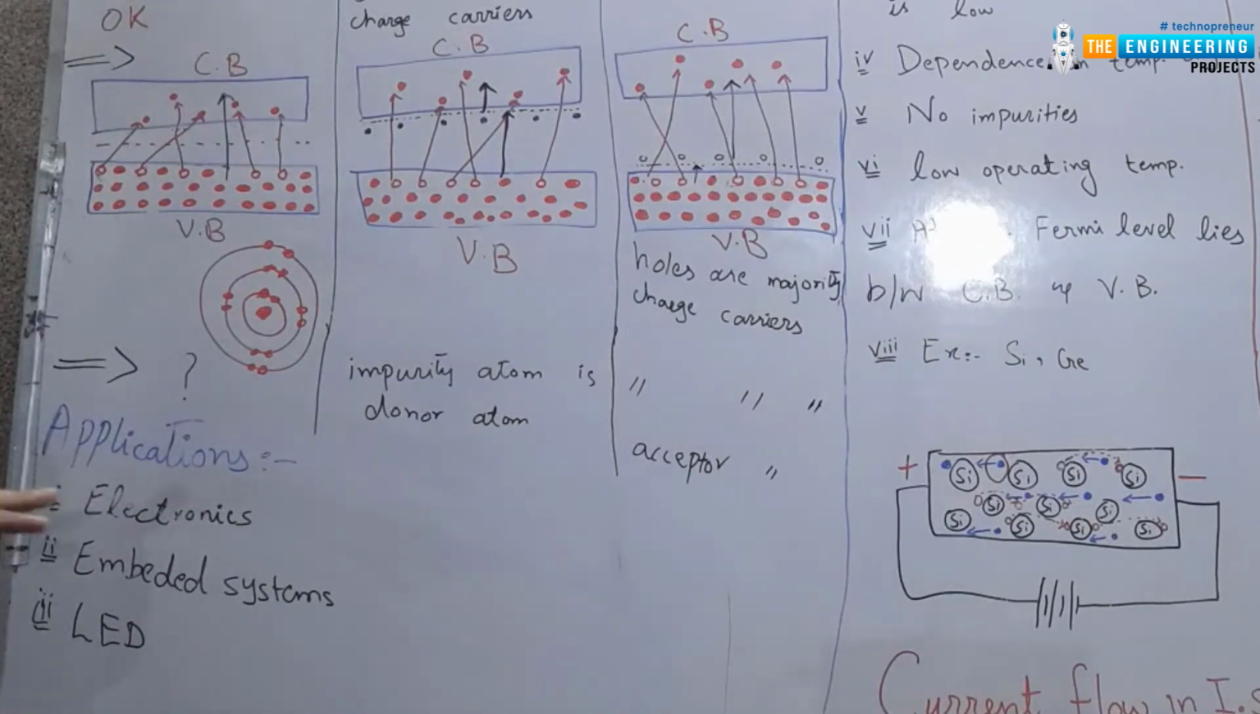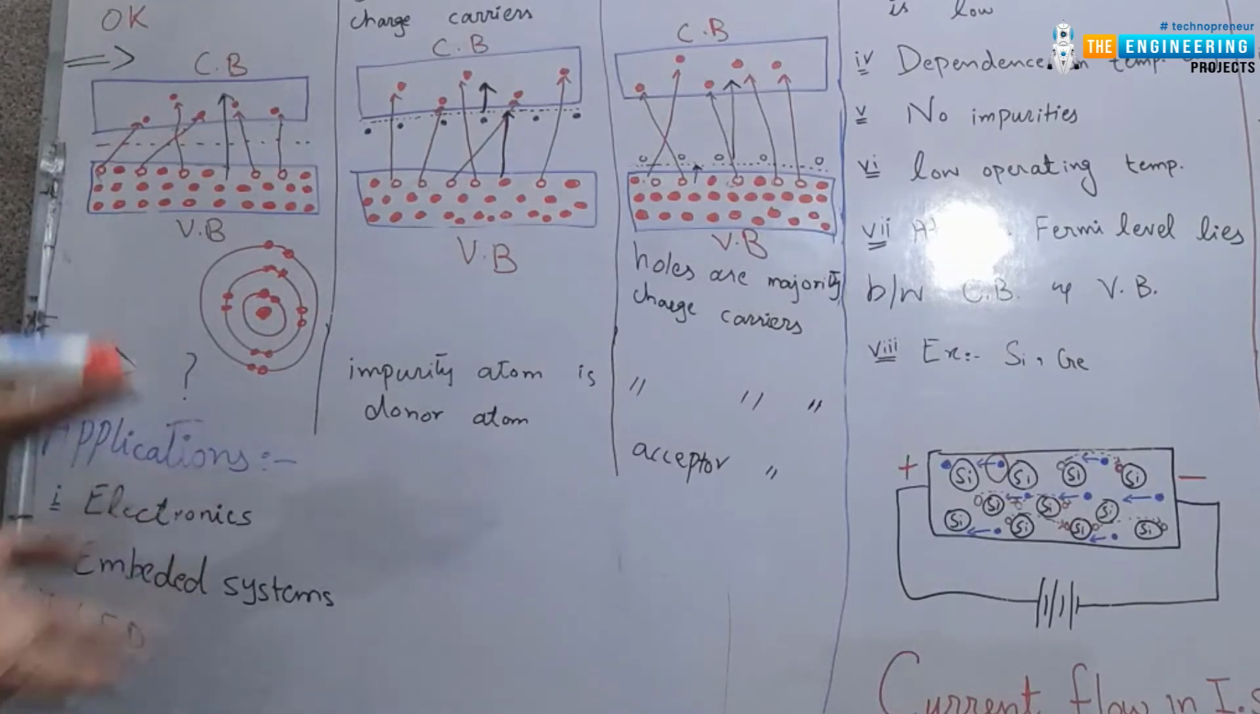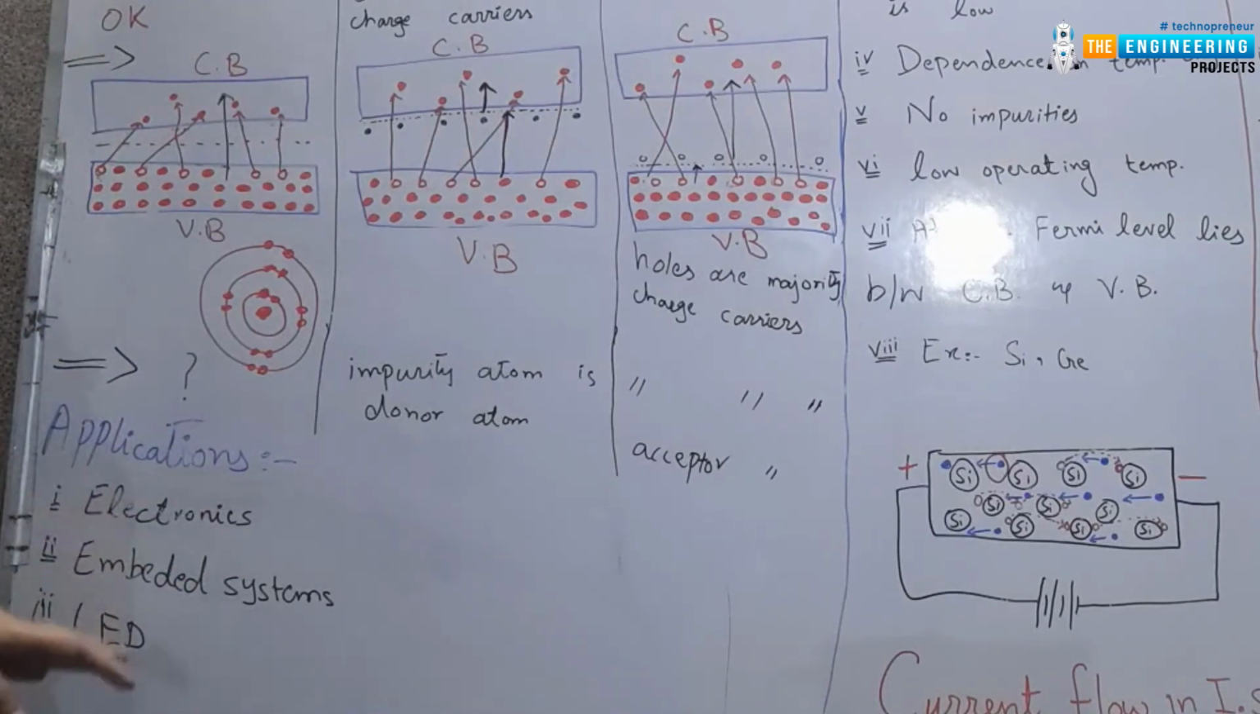The applications of semiconductors are in electronics. They are used in laptops, mobiles, etc. They are used in embedded systems. They are used in LEDs, light emitting diodes. So these are the applications of semiconductor devices.